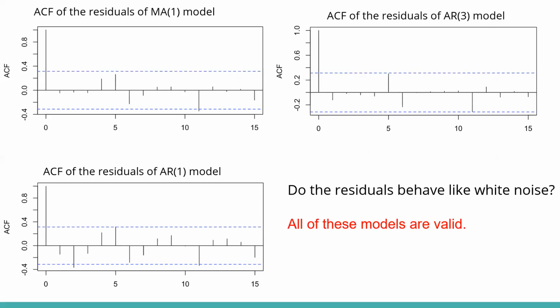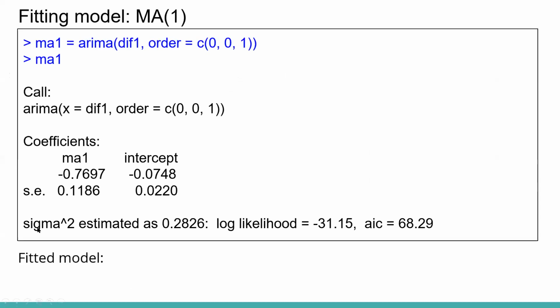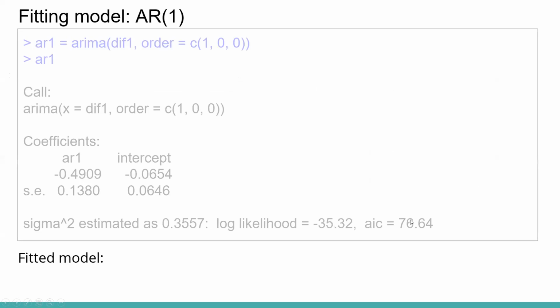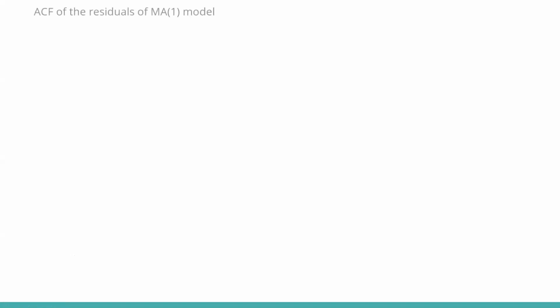I quickly want to take you back to the output. When you take a look at the output, you're going to see the estimated sigma squared, and you're going to see the AIC. Every model has that. Since these three models are equally good, we can now compare. But let me tell you something.